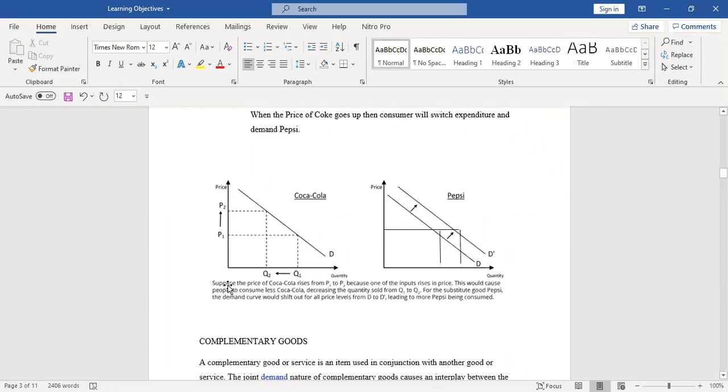Let's see here. Suppose the price of Coca-Cola rises from P1 to P2 because one of the inputs rises. One of your raw material costs rises when you're producing Coke. It went up, so you had to charge people a higher price. This would cause people to consume less Coca-Cola, decreasing the quantity sold from Q1 to Q2. For the substitute good Pepsi, the demand curve would shift out for all price levels from D to D1, leading to more Pepsi being consumed. Now, more Pepsi is being demanded, but the price of Pepsi is not changing. So the demand curve for Pepsi will have to shift from D to D1. You guys with me so far?